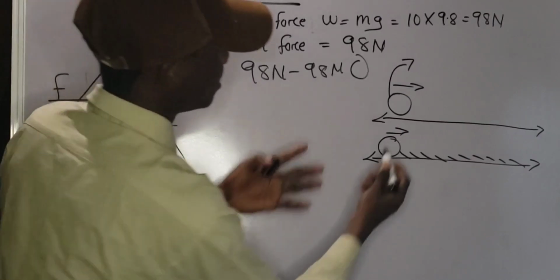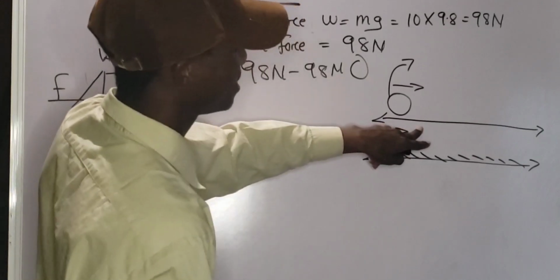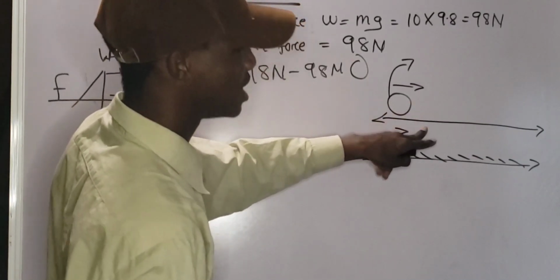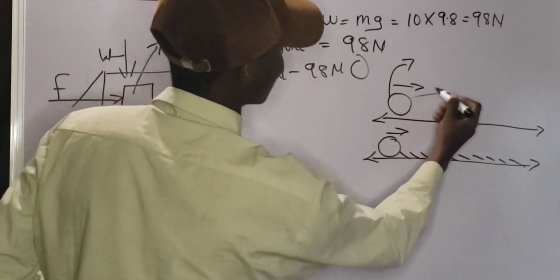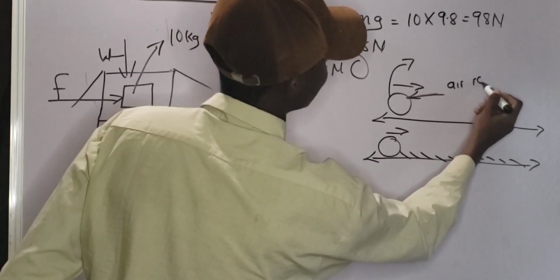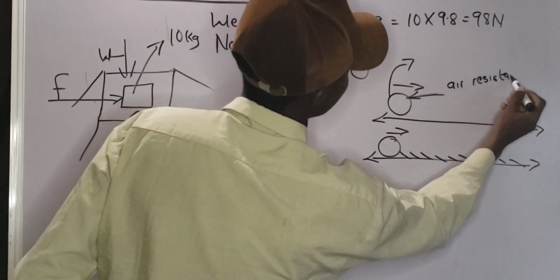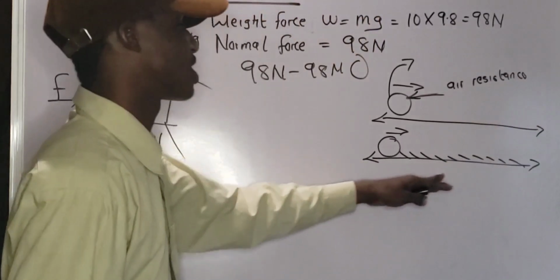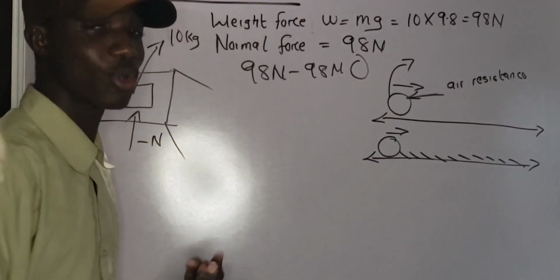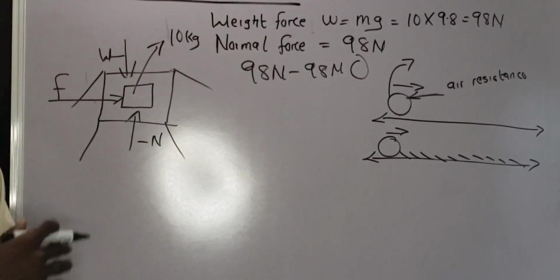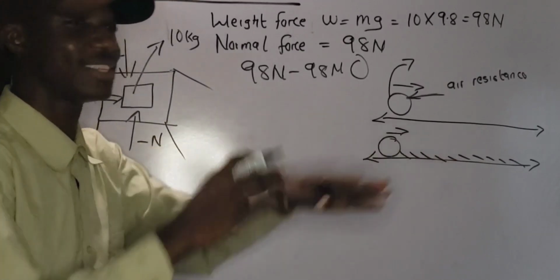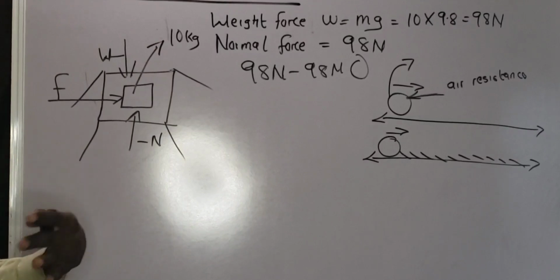So for example, this doesn't mean that this ball will not come to rest. It will come to rest because there is air resistance. Apart from the frictional force, there is also air resistance that will bring the object in motion to rest. But let's say we find a way of removing the frictional force and there is no air resistance, the object will continue to move.